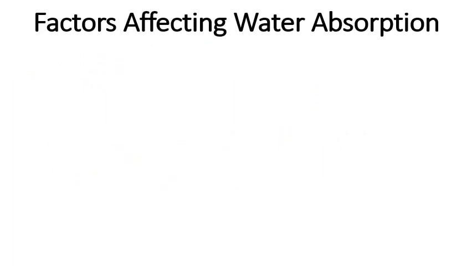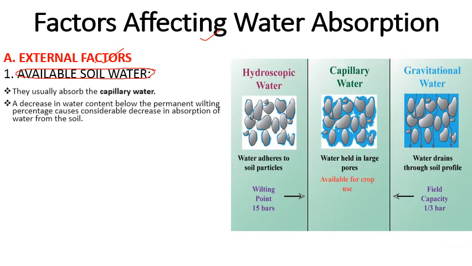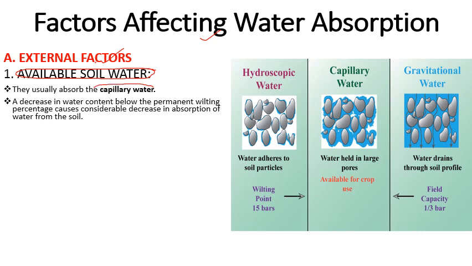Next comes factors affecting water absorption. There are two factors which affect the rate of absorption, that is external factors as well as internal factors. Firstly, I will discuss the external factors. The first one is the availability of soil water. As we know, the capillary water present in the soil is available for the plants, so it is usually the capillary water which is absorbed by the plant's roots.